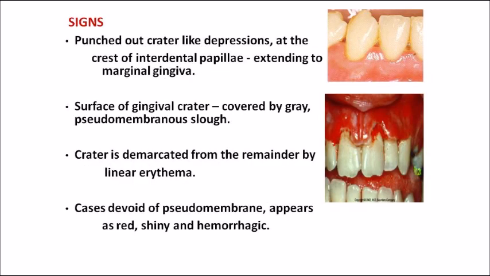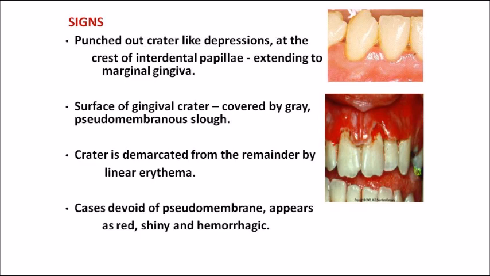Now we'll see the signs of the disease. These are the classical features of ANUG. You should look into the figure. There is a punched out crater-like depression at the crest of the interdental papilla. Can you see the crest of the papilla there? No. It is looking like a punched out crater, and it extends to the marginal gingiva. You cannot see the proper scalloped gingiva. It has been altered. The surface of the gingival crater will be covered by grey pseudomembranous slough.